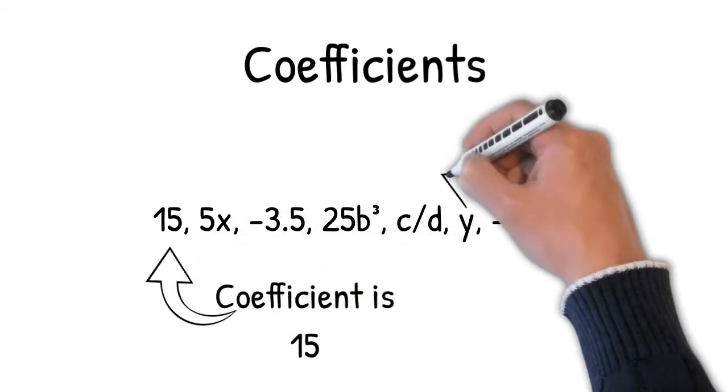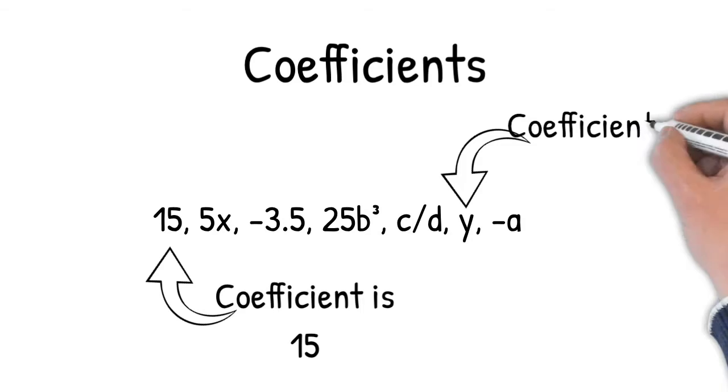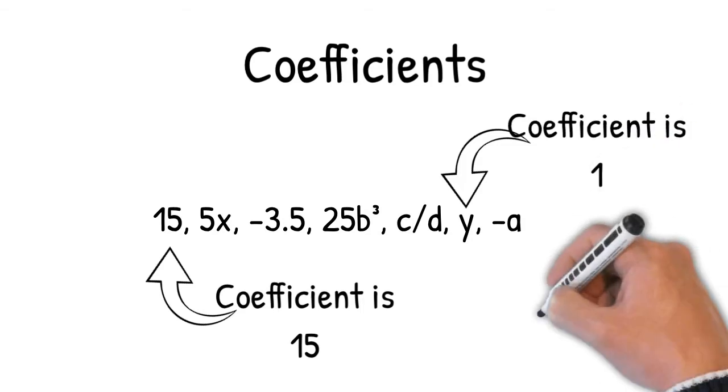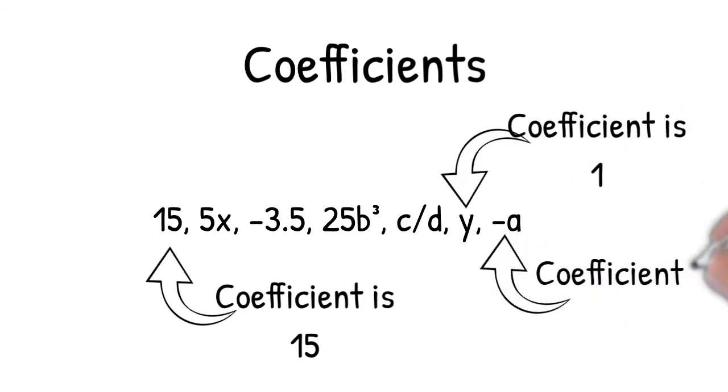What is the coefficient of y? It is 1. What is the coefficient of negative a? It is negative 1. So if we have just a letter, there still is a number in front of it, either 1 if positive or negative 1 if it is negative.